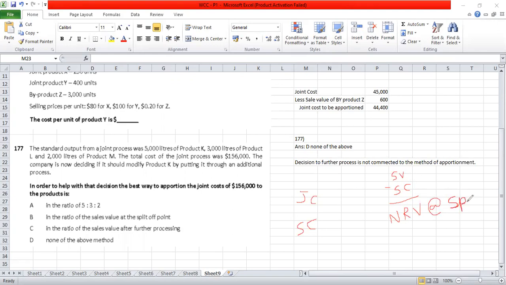Then we have a gross profit method. Then we have only the sale value at the split off method. That's what I'm saying. So separation cost is not what we are to calculate. That is a given fact. What is the cost which they have incurred is a given fact. It is not about how we arrive at that figure. That is not the case at all.